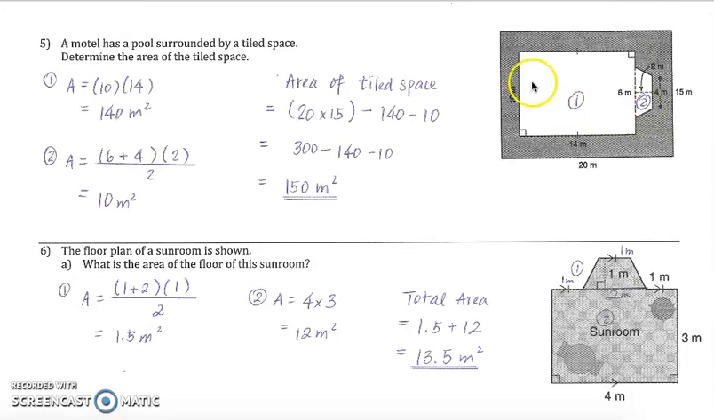So the rectangle is straightforward. It's 10 times 14 will give you the area of 140 square meters. For the trapezoid, we have the lower side, 6 meters, the upper side, 4 meters. Add them up. Multiply by the height of 2 meters and divided by 2. That gives you 10 square meters. And then the area of the tile space will then be 15 times 20, the outside rectangle, take away 140, take away 10. And that will give you 150 square meters.